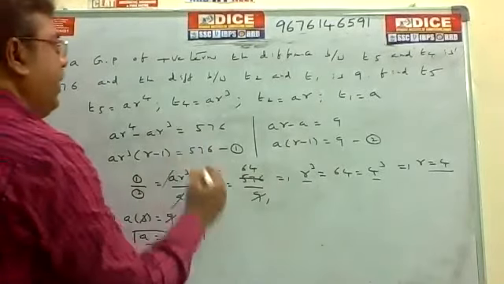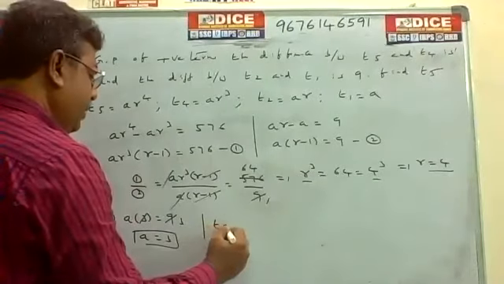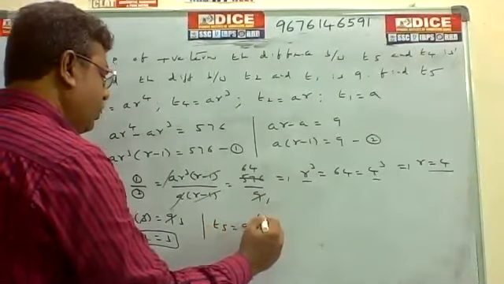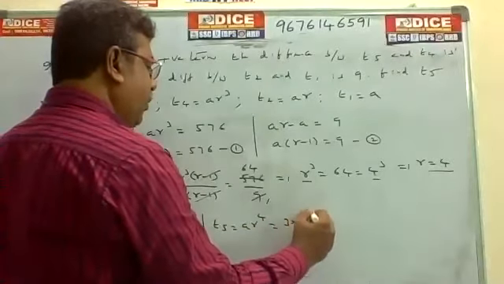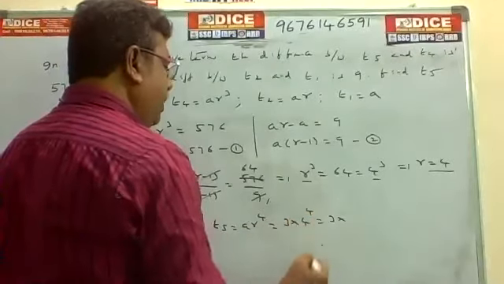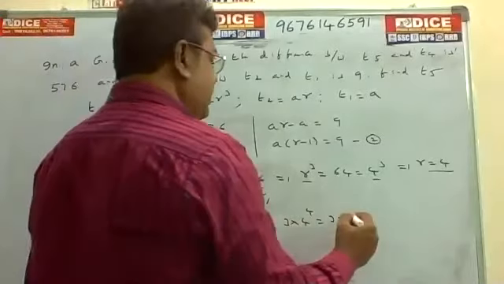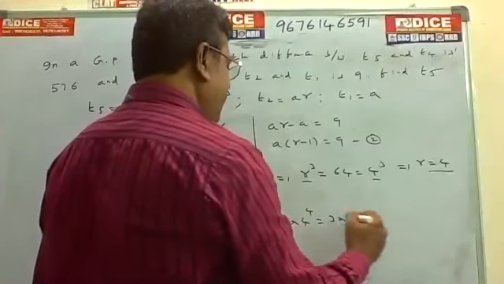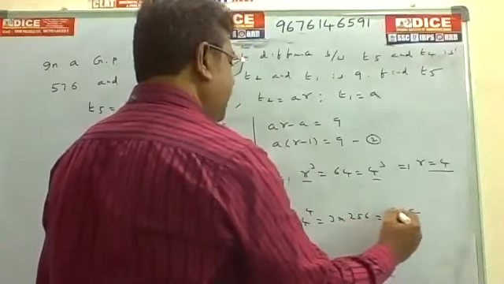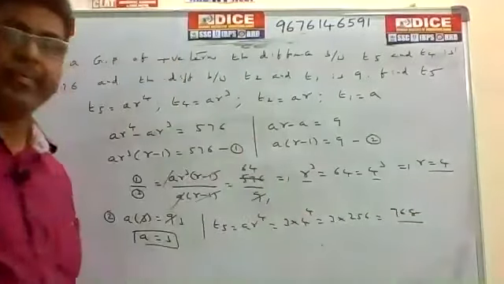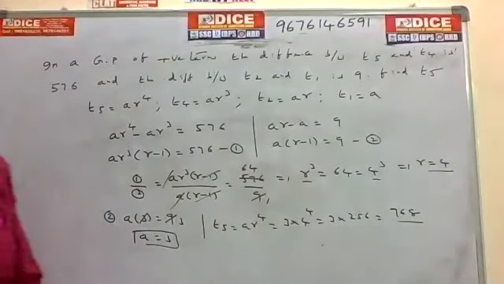Now I will find T5. T5 is equal to A into R to the power of 4. A means 3, R is 4, so 3 into 4 to the power of 4. 4 to the power of 4 is 256. 3 into 256 is 768. 768 is the right answer.